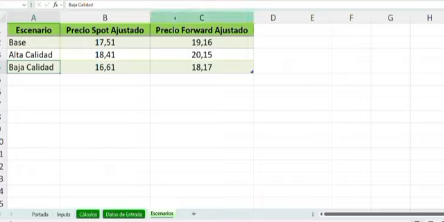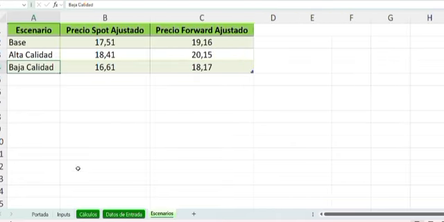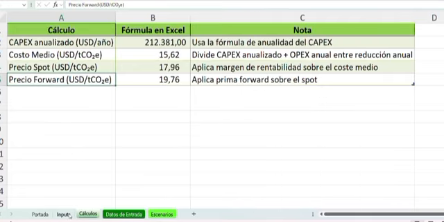This tool provides a systematic and transparent method for estimating carbon credit prices in the secondary market, taking into account costs, margins, quality adjustments, and market conditions.